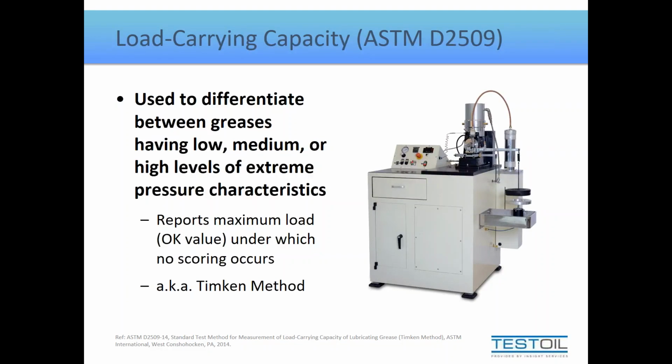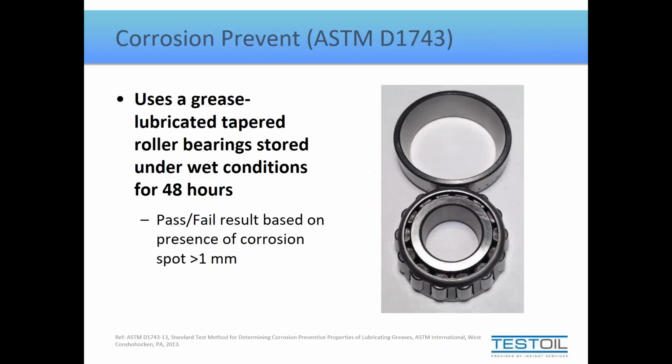Now, one of the other characteristics we like to know about a grease is how well it prevents corrosion. So there is a set test for this that stores a bearing under a humid condition for 48 hours. It is a specific bearing, so it's got varying metallurgy between the outer ring, the inner ring, the bearing cage, and the rollers. If there is one 1 millimeter dot on any of the components, this test is a fail.